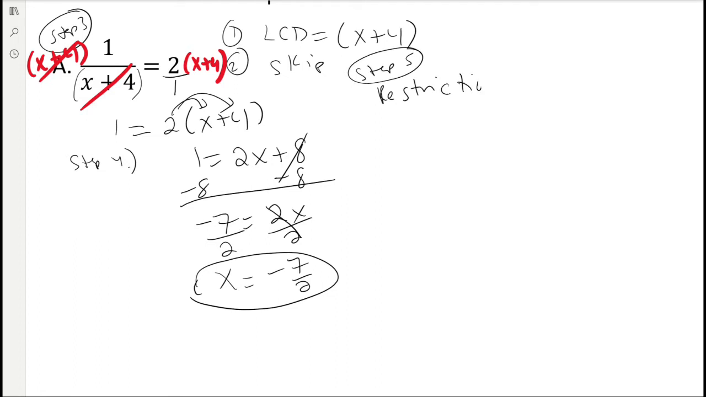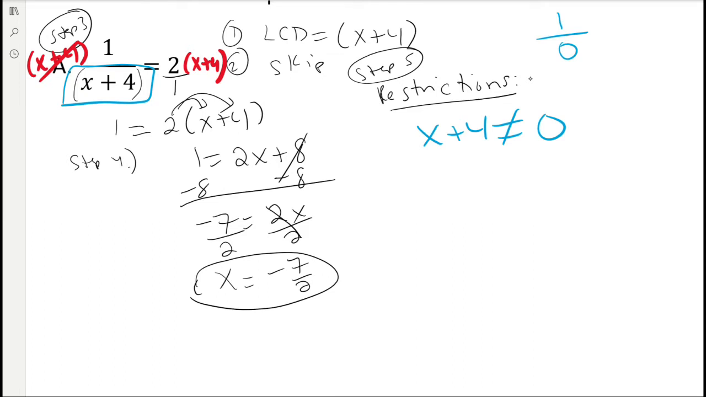So restrictions to our domain. Something is a restriction to a rational equation if you figure out an x value that makes any of the denominators 0. So if you look at this first denominator here, you cannot have that denominator equaling 0. So what we're going to do is say that x plus 4, that denominator, cannot equal 0. And the reason is you get undefined if you divide by 0. So you cannot divide by 0. So in this case, if you had 1 divided by 0, that cannot happen, right? So that would be undefined.